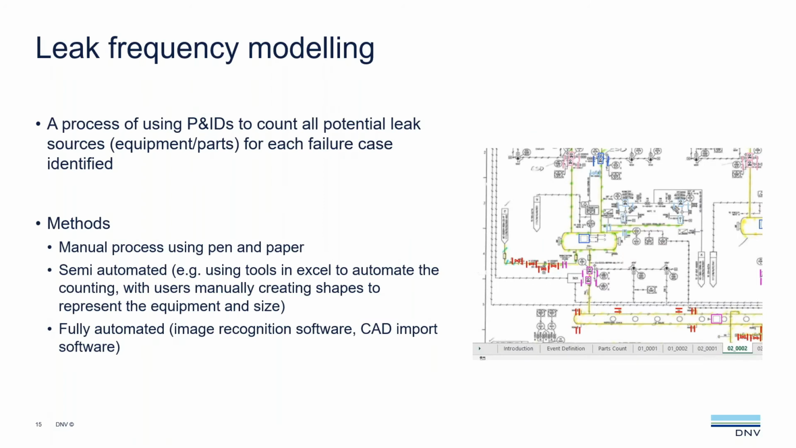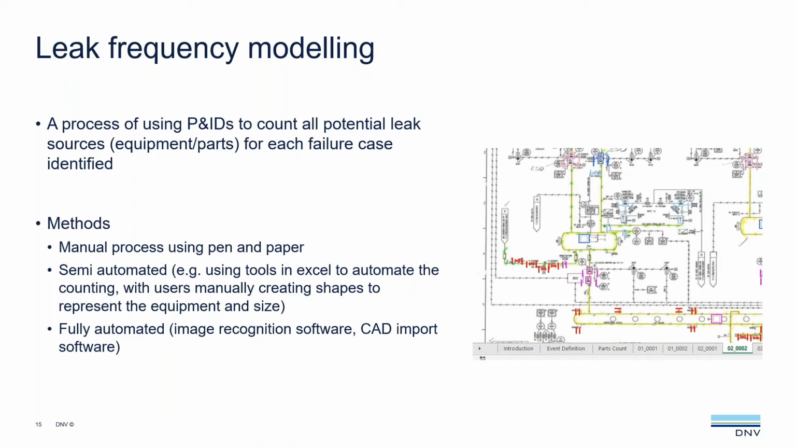And a parts count is a process of typically using piping and instrument diagrams. Depending on the stage of the project and how advanced the project is, you might use process flow diagrams. But if you do have piping and instrument diagrams available, then this would represent the most accurate method of performing the parts count. And on those piping and instrument diagrams, the analyst would count all of the potential leak sources or equipment associated with each failure case. There's a few methods for performing a parts count.